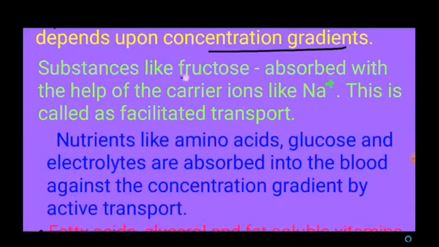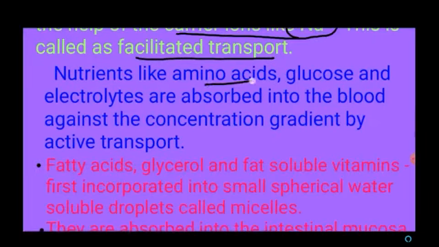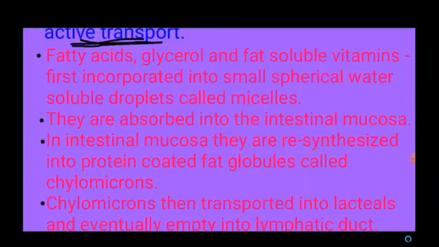And a substance like fructose cannot easily pass into the blood capillaries. So it is absorbed with the help of carrier ions like sodium ion. This type of absorption is called as facilitated transport. And nutrients like amino acids, glucose and electrolytes are absorbed into the blood against concentration gradient by active transport.